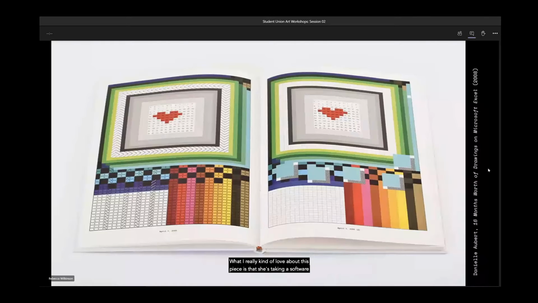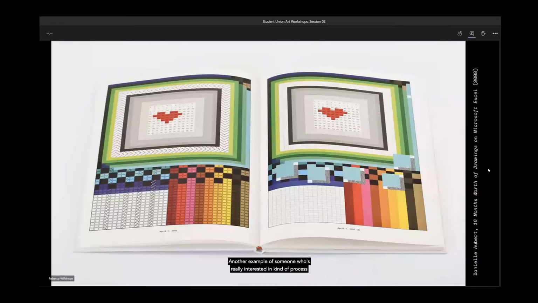What I really love about this piece is that she's taking a software that's usually used by accountants and administrative assistants, and she's creating an artwork with this and really embracing the tool and showing us the tool of design. So it's really interesting that someone could be inspired by the crappiest of all possible softwares. It's the antithesis of design software, but she's making something really beautiful and interesting with that. And for that reason, I think it's really interesting.